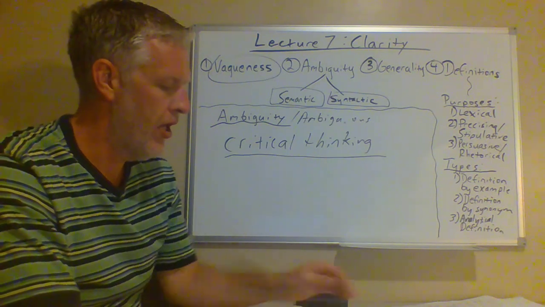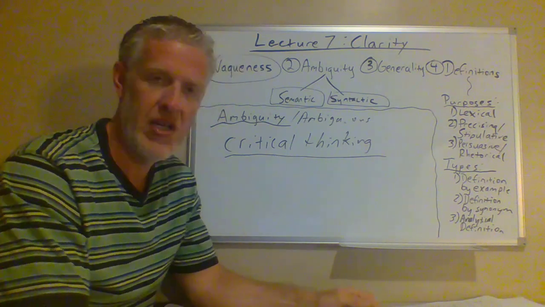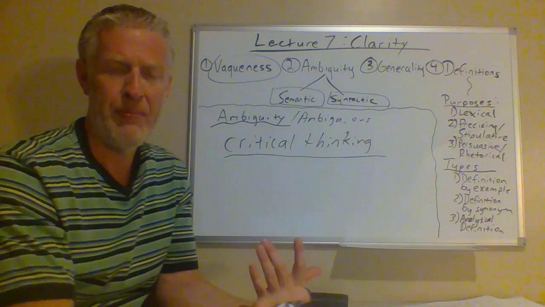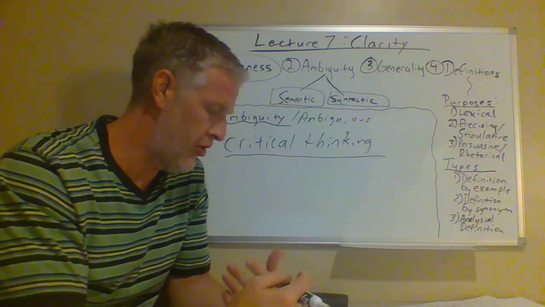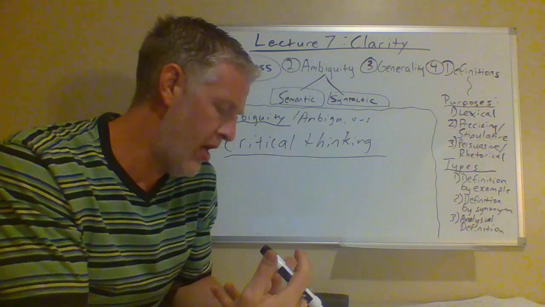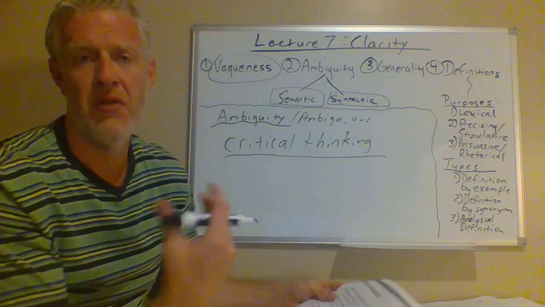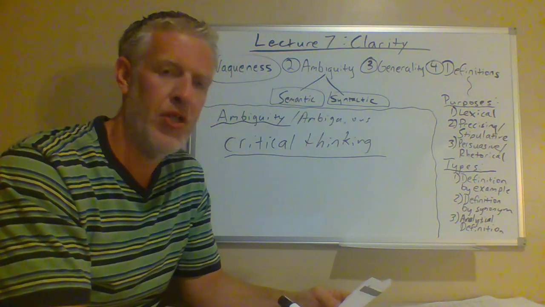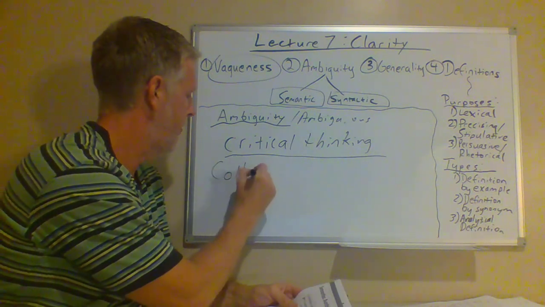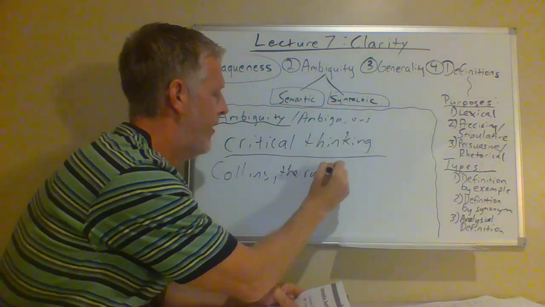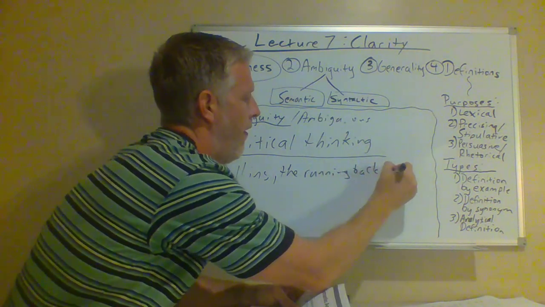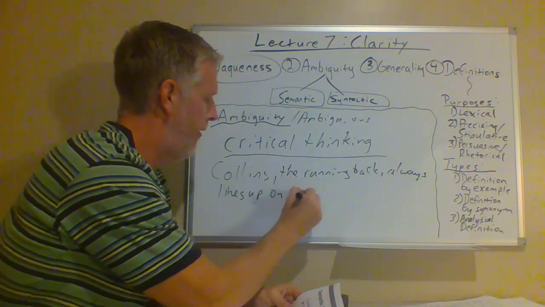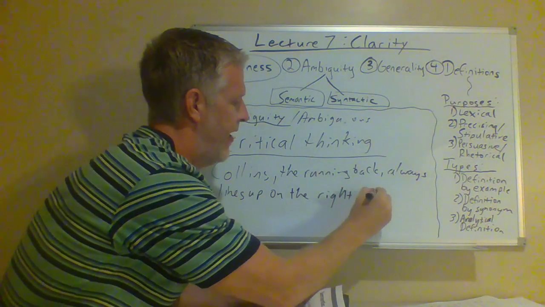So the critical issue here is that what's being expressed contains an ambiguous word or phrase. This is from the top of slide 6. I like their example. This is one that they've been working with since at least the 10th edition. So from page 77 of our edition, the 13th edition, somebody says, quote, "Collins, the running back, always lines up on the right side."